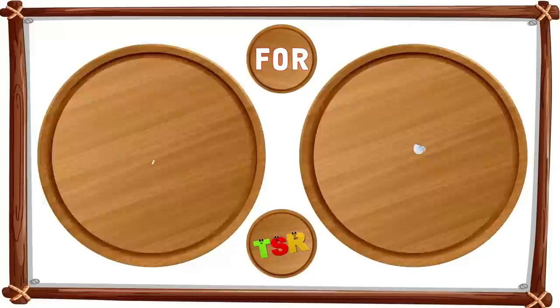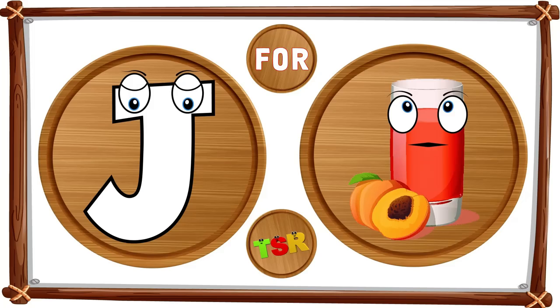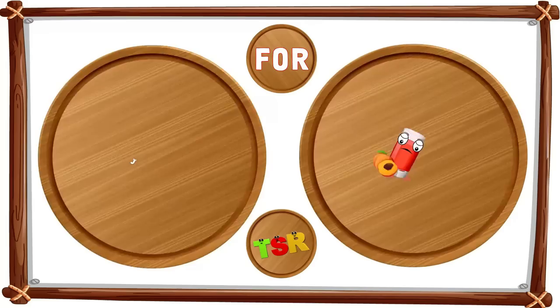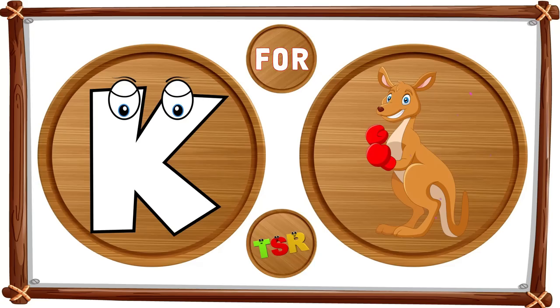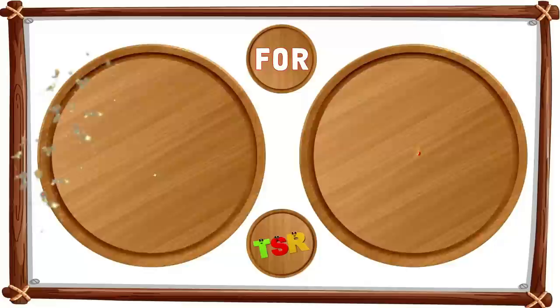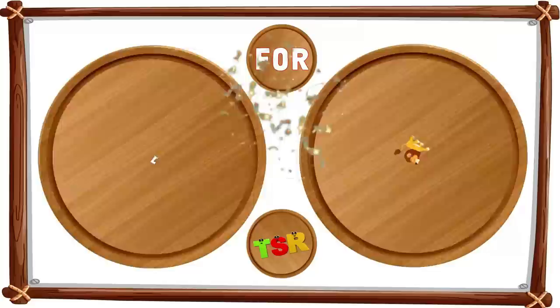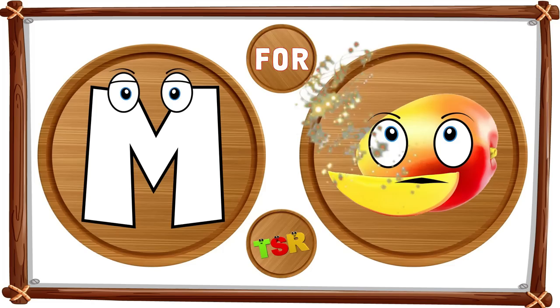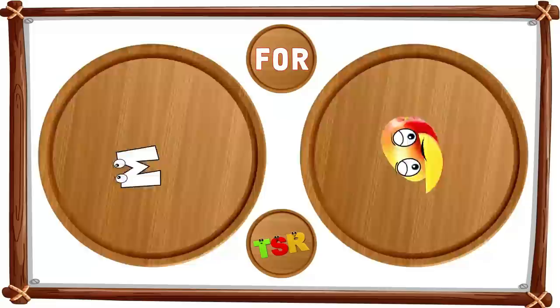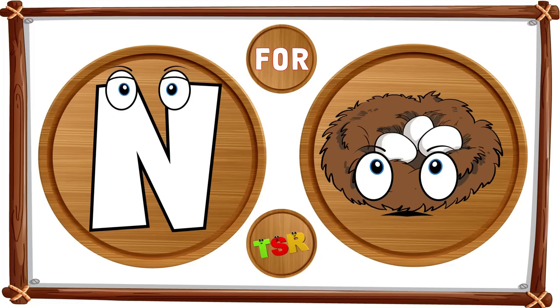J. J for juice. K for kangaroo. L. L for lion. M. M for mango. N. N for nest.